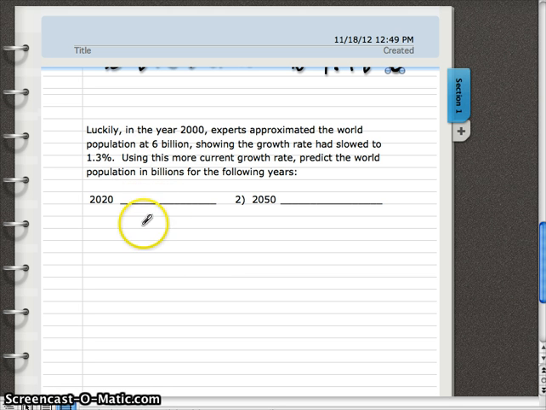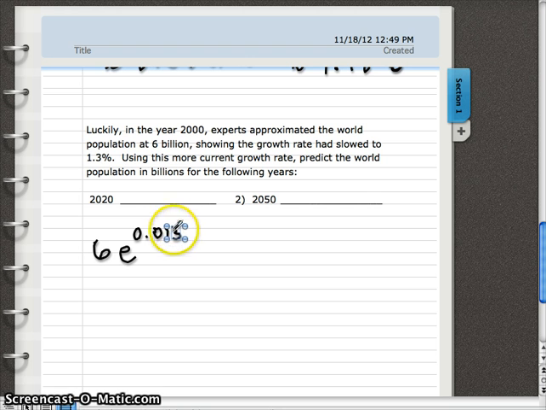So using that new percentage, we're just basically doing the same math again. In the year 2000, we noticed that we have 6 billion. So we're going to start with a new initial population. We're going to start with 6 billion, and we're going to raise it to a different growth rate.